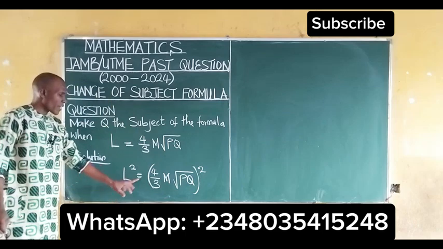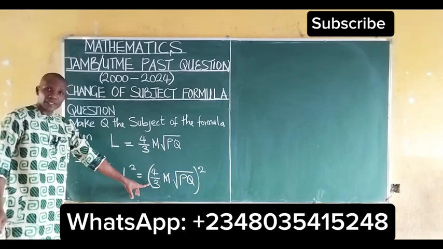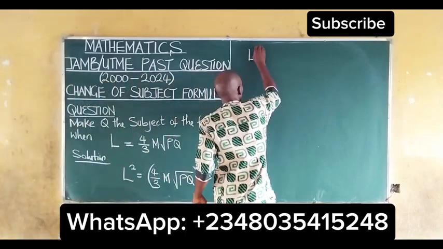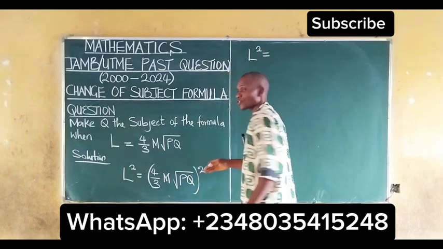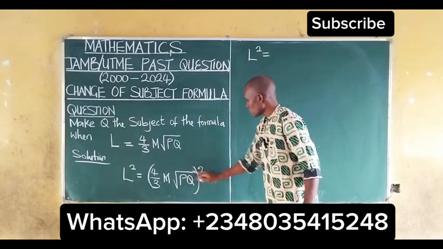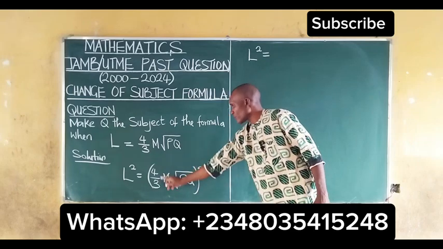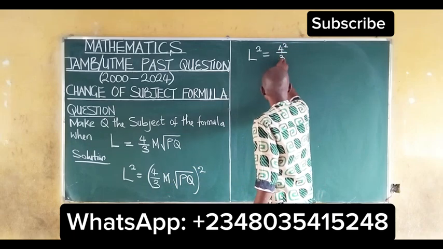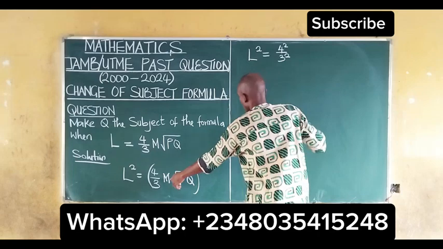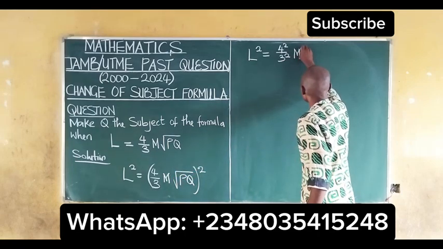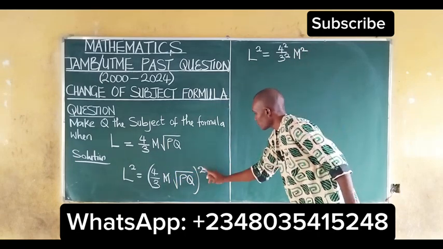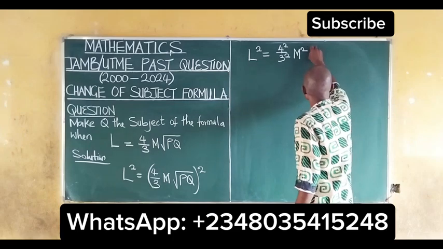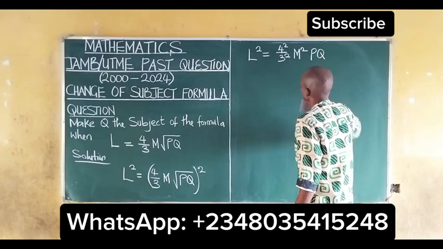So the next thing to do is to open this bracket. Jamb questions are kind of easy, it's just to understand them. Now, if we square the whole of this, we'll have it as 4 squared all over 3 squared. We'll also have m squared, and the square will delete the square root here, so we have P here.